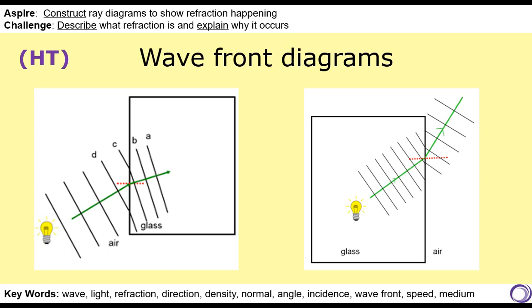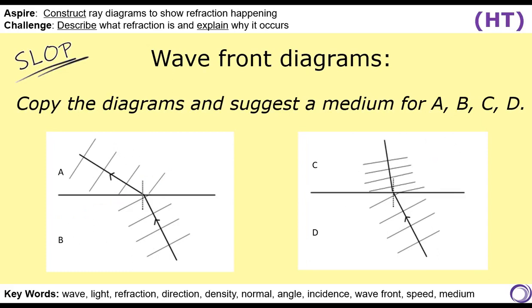It would be good practice for you to pause the video now and copy these diagrams to practice drawing these wavefronts. So we're going to do some more practice now. And I'd like you to copy these two diagrams really carefully and suggest what you think a possible medium might be for medium A, medium B, medium C, and medium D. I'm not going to put a timer up for this one because I'd like you to pause the video and work at your own pace. Some of you may be able to draw this diagram quicker and some might take a little bit more time. So pause the video now and work at your own pace to copy the diagrams and suggest what a medium for A, B, C and D might be.